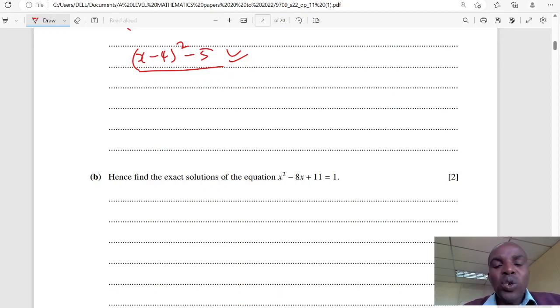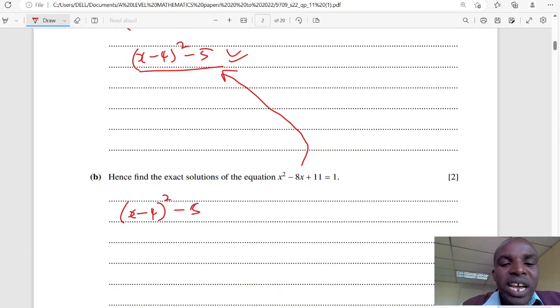Find the exact solutions of the equation. This equation, the same as this completed square form, is equal to 1. So just take the completed square item, (x minus 4) squared minus 5, and you say it is equal to 1. Then you take this 5 to this side. Please, you have to take note.